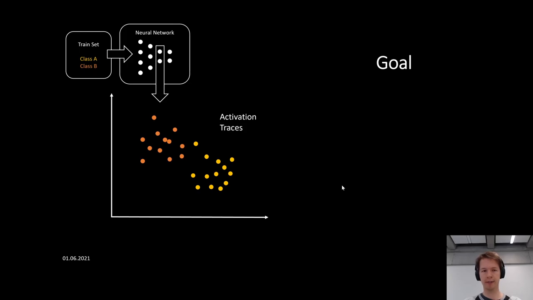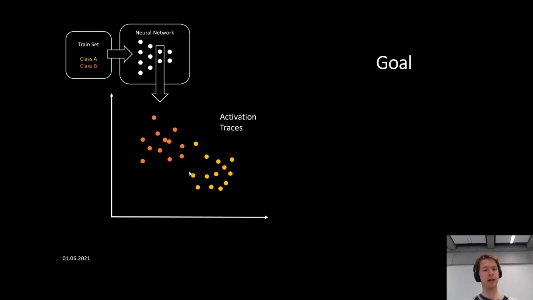Now, what does surprise adequacy do with those activation traces? Actually, it collects all the activation traces from the training set after training has been completed and uses them to distinguish whether a new data point is out of distribution with respect to the activation traces observed on the training set. If we look at the activation traces observed in the training set, we can see that they're often very well clustered. That's not a proposition by surprise adequacy. That's something which is known in the literature for quite a while.